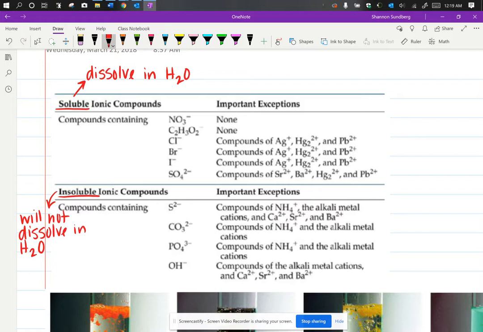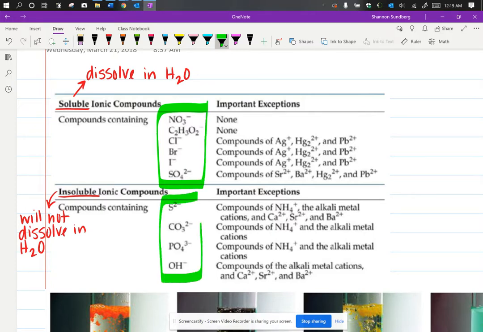But just understand that these substances, it says compounds containing, these substances right here, if you notice, these are all anions. All anions. And it's going to talk to you about exceptions. Look at the charges. These are cations. So the anion, remember when you're writing any sort of substance, the cation comes first, the anion comes second.